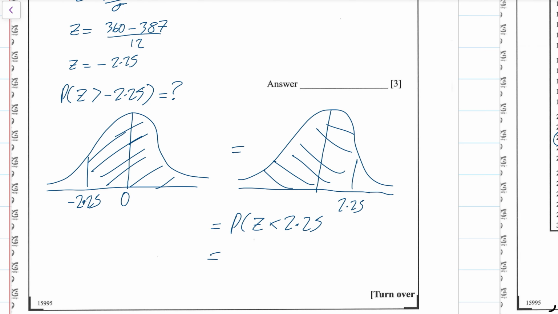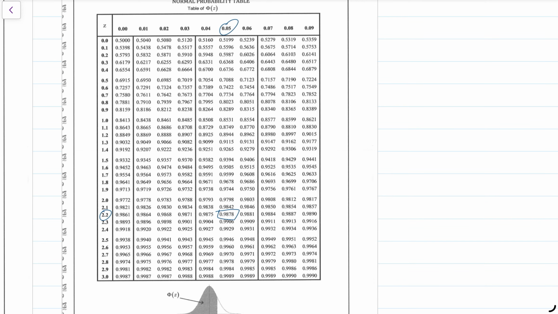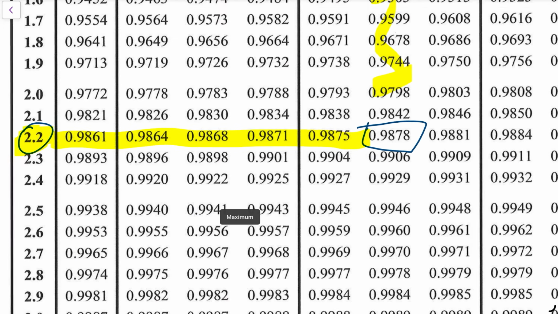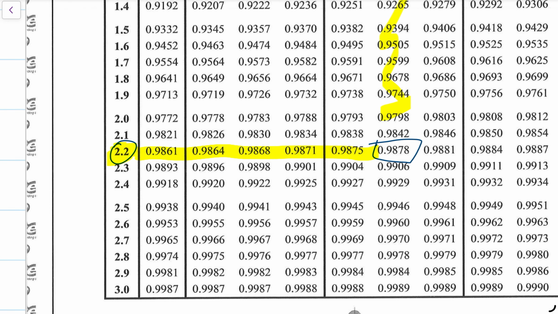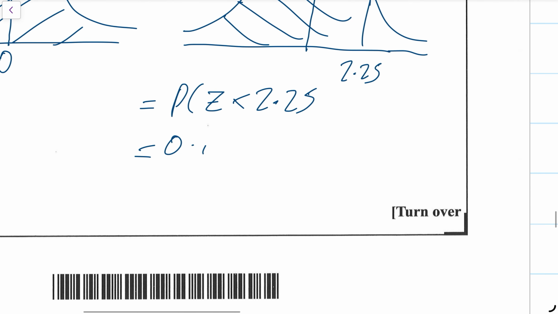So you go to your tables. Okay, I've got them here. And you go to your 2.2, and your next decimal place is a 5, and you go down, see where they meet. And you can see they meet here at 0.9878. 0.9878 to 4 decimal places.